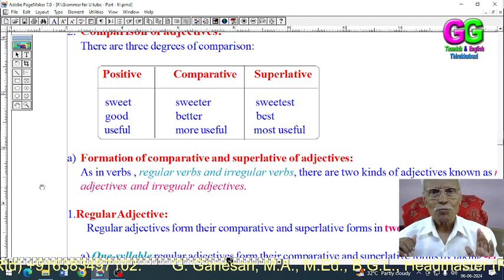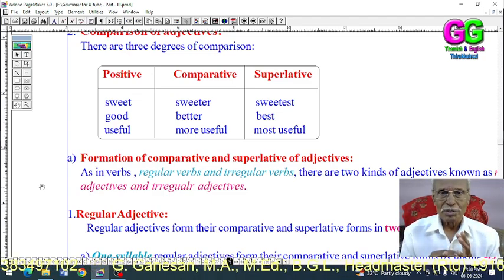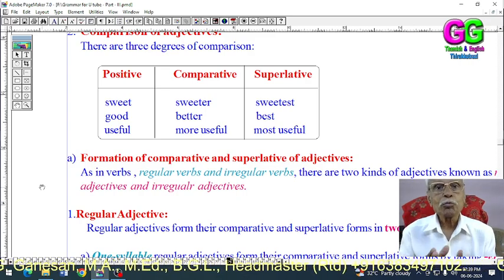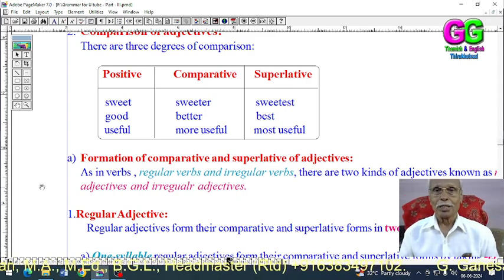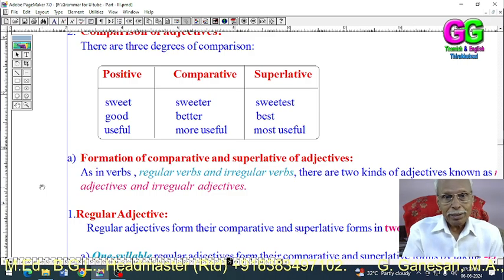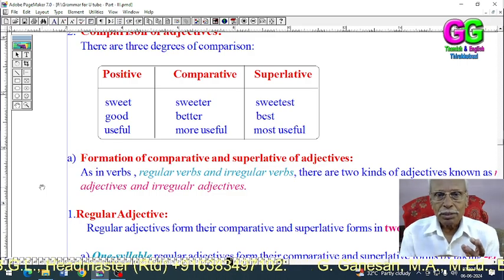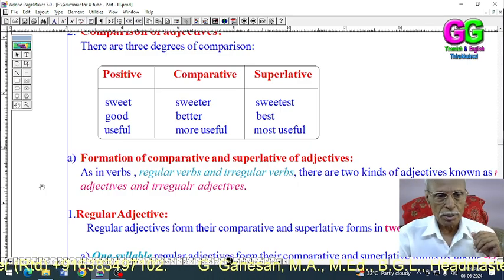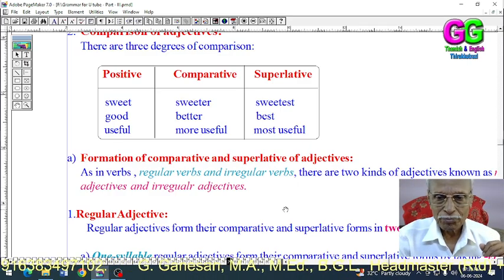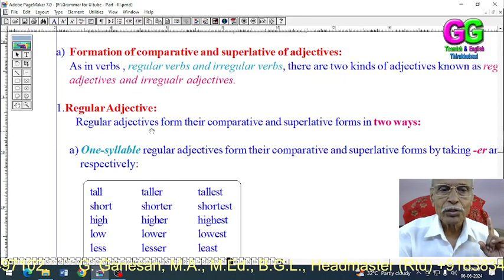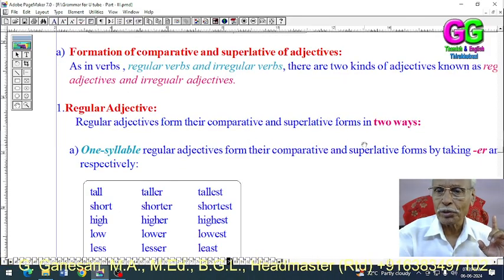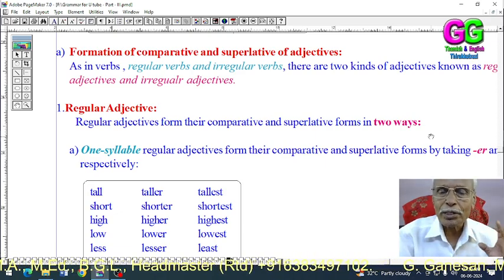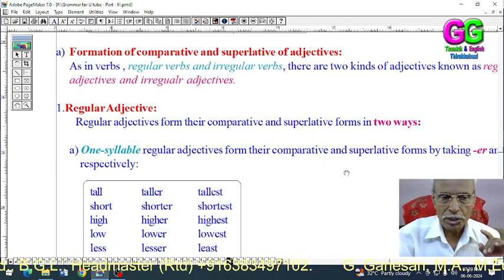My dear students, the regular adjectives form their comparative and superlative degrees by adding er and est. This is the general rule. Let us see. Regular adjectives form their comparative and superlative degrees in two ways.